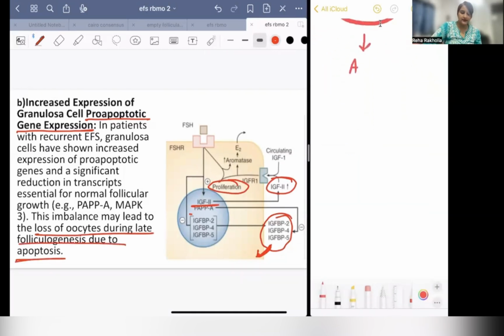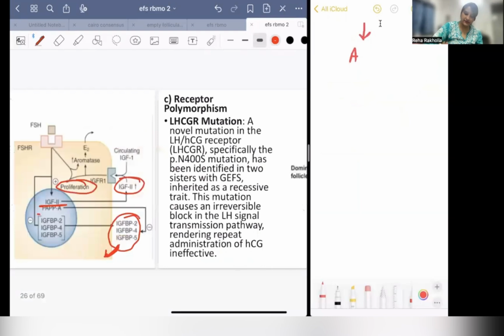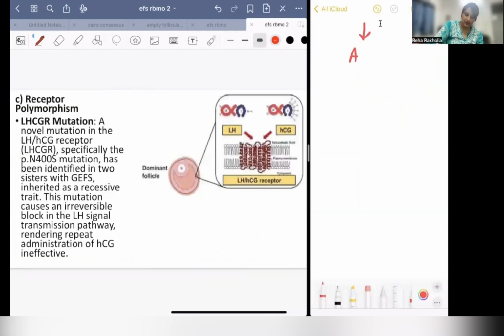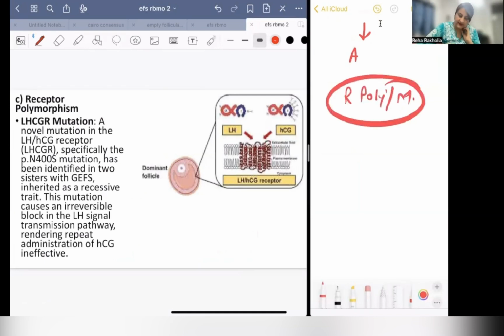Okay. Third is LH-HCG receptor mutation, receptor polymorphism or mutation. So if there is a mutation or polymorphism in this receptor, it can be irreversible. Repeat HCG won't work. It is irreversible, and see, it's written here.